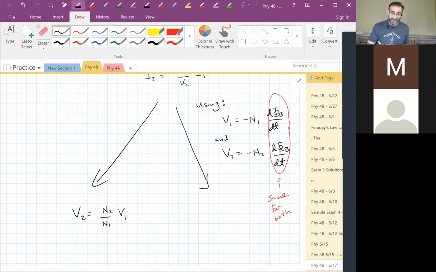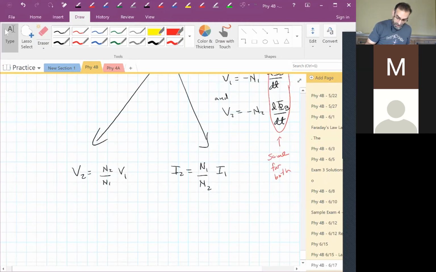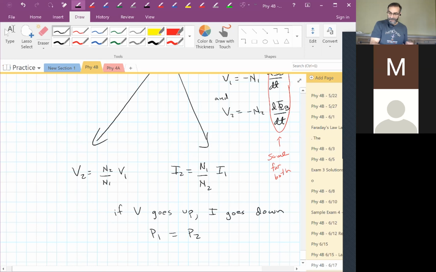So that means that if the voltage goes up, what has to happen to our current? Our current has to go down. So I2 is going to be the exact opposite ratio. If the voltage goes up, the current goes down. Okay.